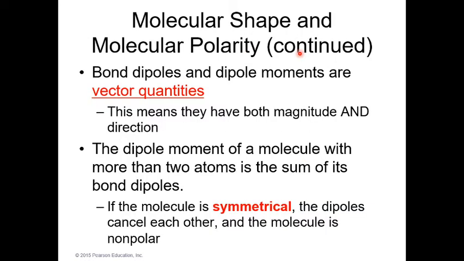Okay, so the thing we need to know to start is if we have a polar bond, and we have this permanent separation of charge, and from there we get a dipole moment. These dipole moments are vector quantities. That means they have magnitude and direction. So if you've got a symmetrical molecule and your dipoles are pointing in opposite directions, they cancel out. And when that happens, your molecule is nonpolar.